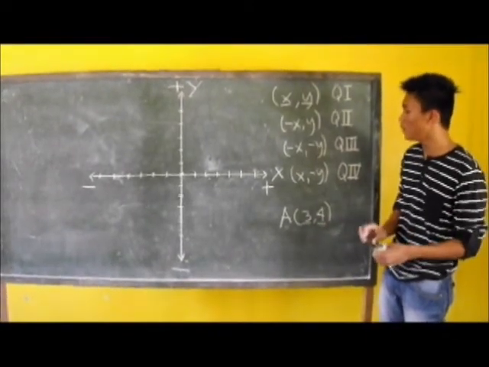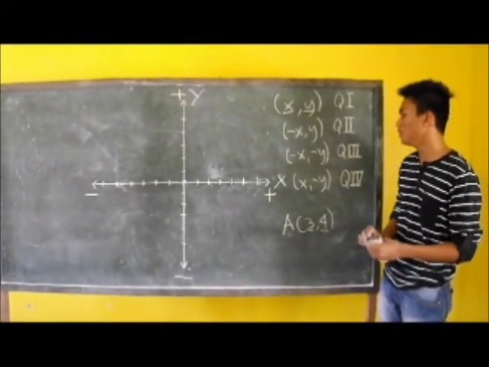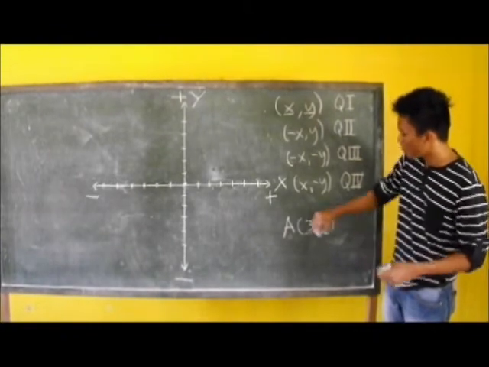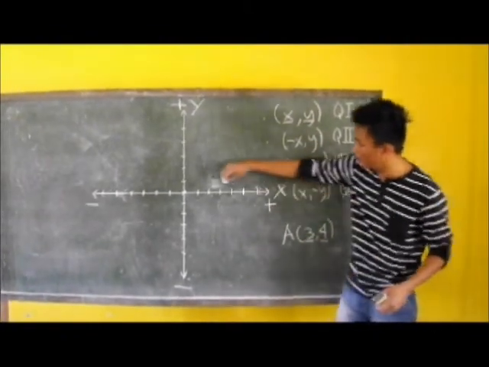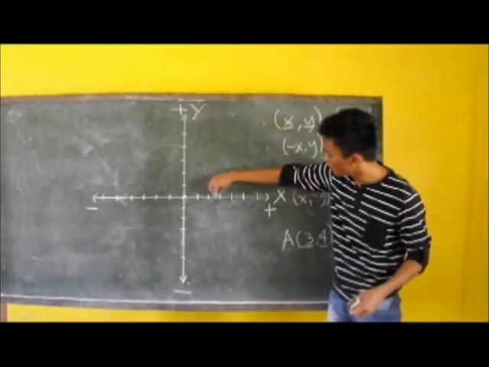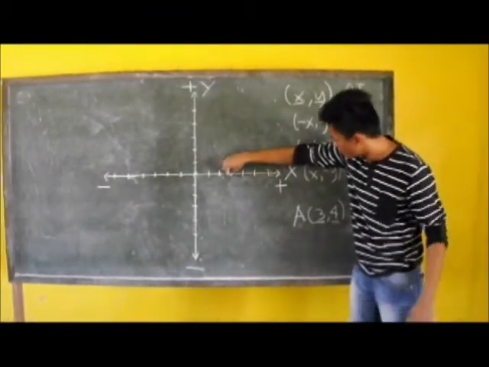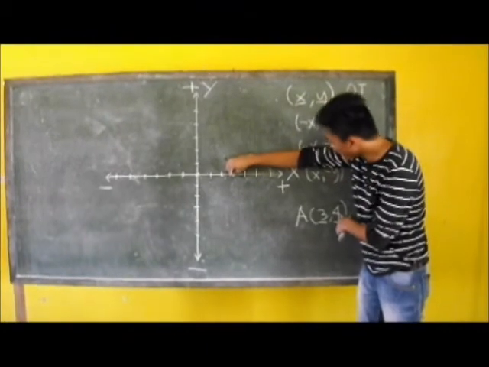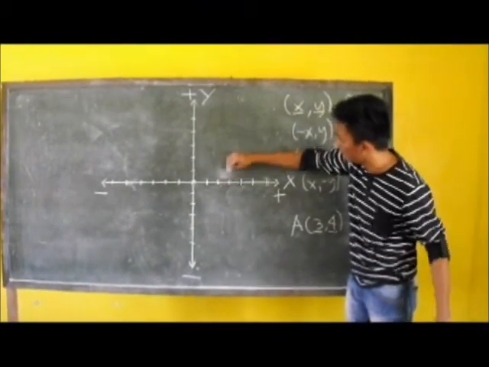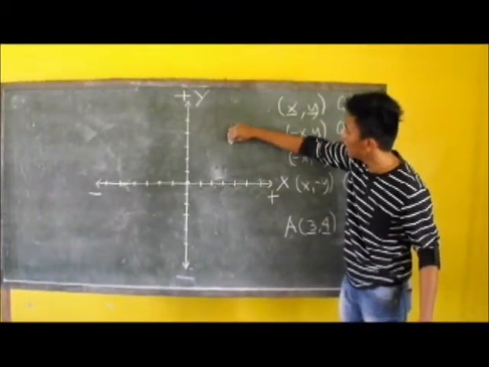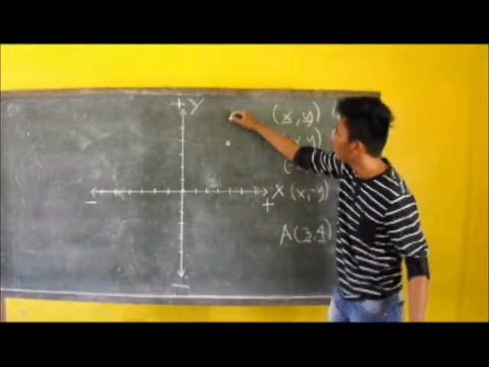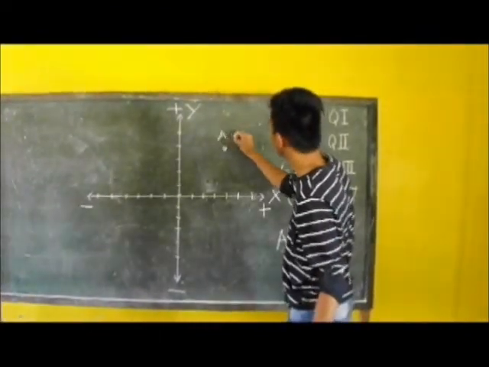Now, we will count 3 from the point of origin to the right along the x-axis because it is positive. 1, 2, 3. And 4 upwards because the value of the y-coordinate is positive. 1, 2, 3, 4. There you go. Point A.